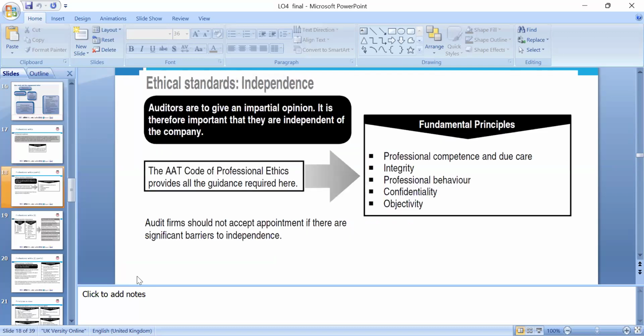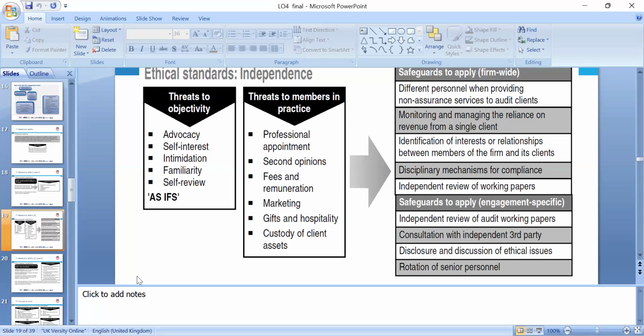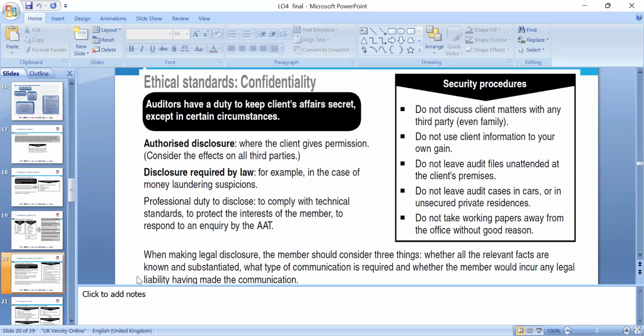Okay, so we have to look at ethical standard independence. The auditor gives an impartial opinion that the financial statements provide true and fair information, and professional competency. This professional code of ethics should be followed, and we look at the threats. We need to make sure we do not compromise, and eliminate threats to the member in professional appointment, second opinion, fees, remuneration, marketing, gifts and all. We need to make sure we use different personnel when providing non-assurance services, monitoring and management, the resilience of the revenue, rotating the staff, and applying safeguards where we can protect. So we have all the risk aspects, document them, and be well aware of the system, what the clients' ethical standard is, authorized disclosures, and disclosure required by law.